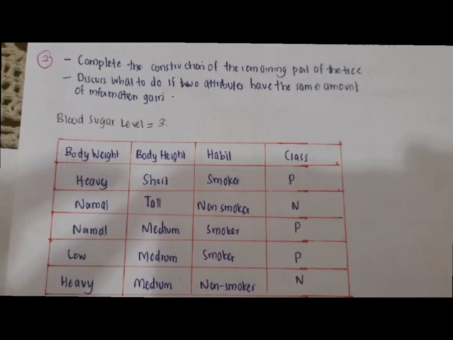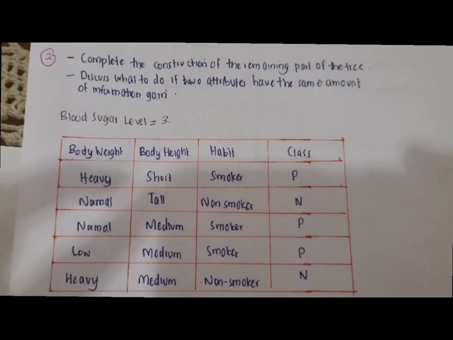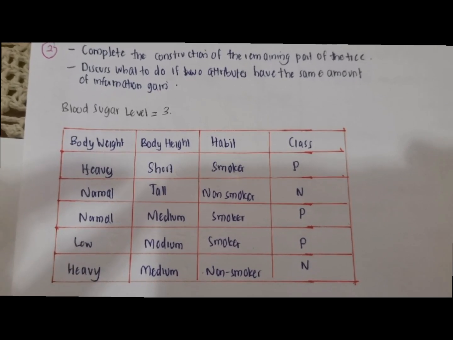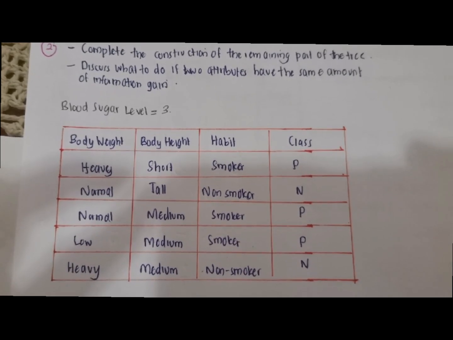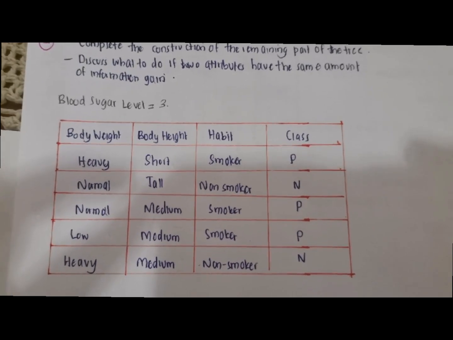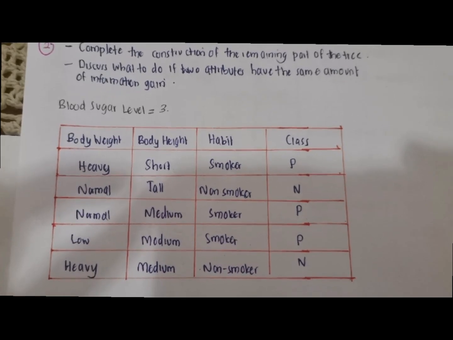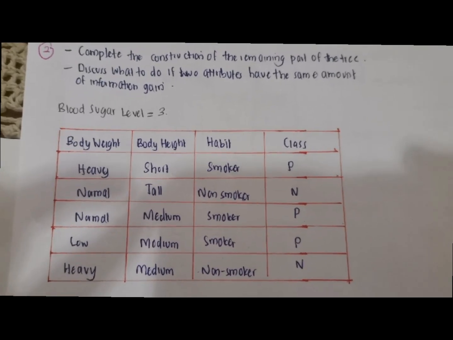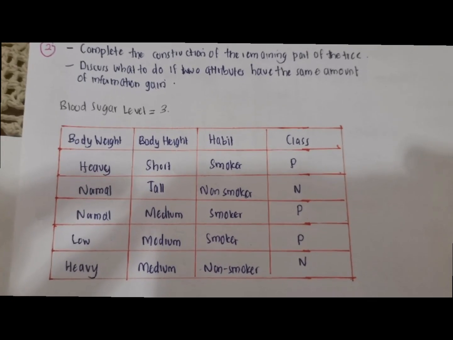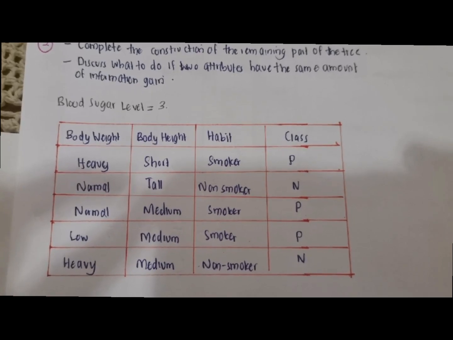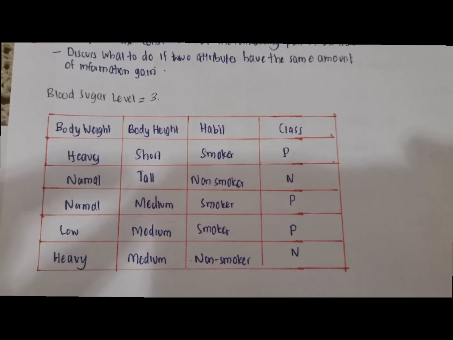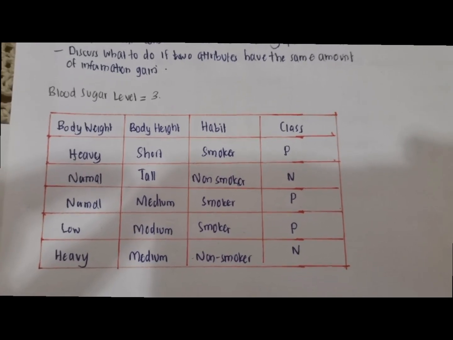For question 2, complete the construction, the remaining part of the tree. Now look at the tree. Okay, then discuss what to do if two attributes have the same amount of information gain. Now we have known that the first root is the blood pressure and the second root is blood sugar level. So for this one, we have to remove the blood sugar level and blood pressure from the table and reform the new table of body weight, body height, habit and the class.